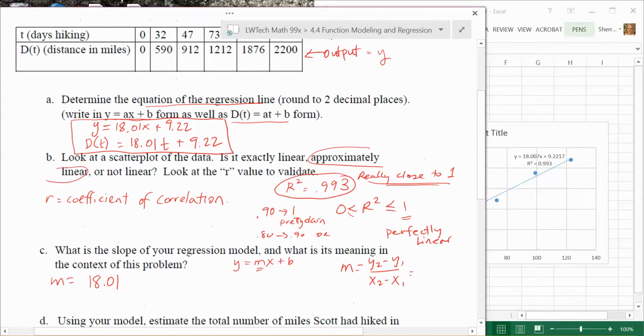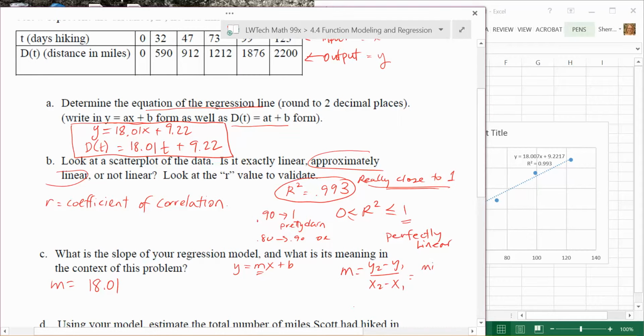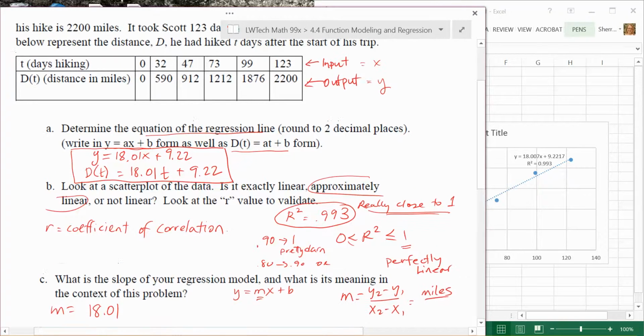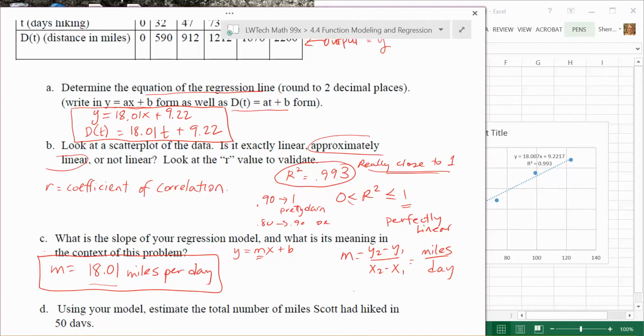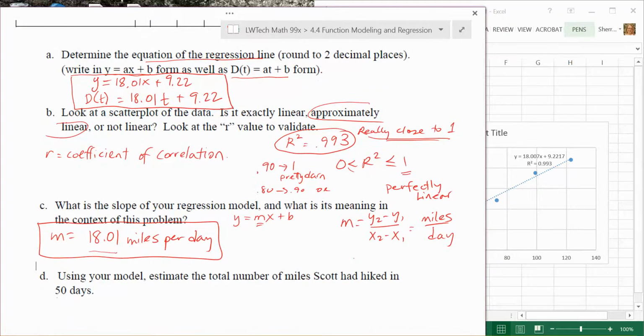So if I come up here, notice that my output values were distances in miles, and my input values were the number of days spent hiking. So if I want to think in terms of the units for this 18.01, it means miles per day. The interpretation is that as Scott is going on his hike, he is hiking about 18 miles a day. We know it's not 100% perfect because it's only approximately linear, but pretty close to that in terms of his hiking across the trail.